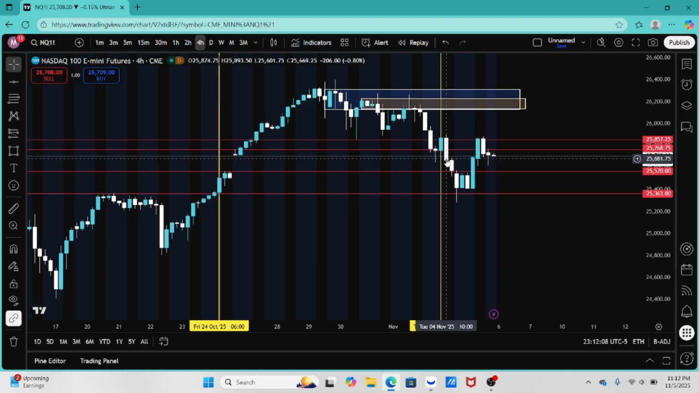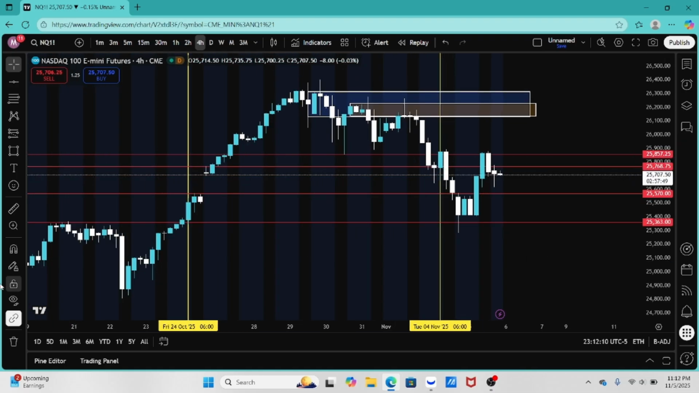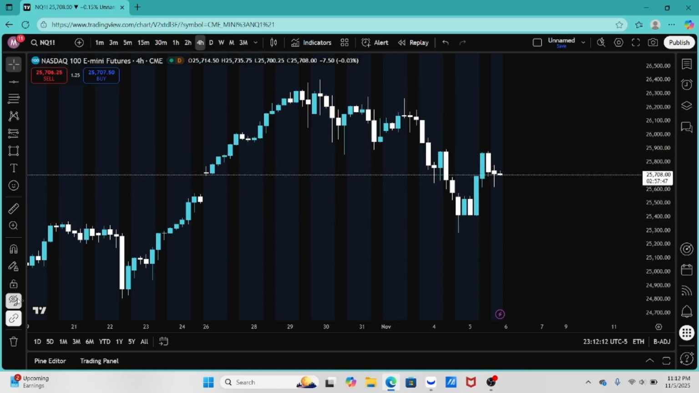You have a gap right here. Let me hide these drawings for 1 second. As we came down here to this gap, price starts moving up. Now many people might think that price is going to reverse here, but look how it reacts to this fair value gap. Rejection lower.